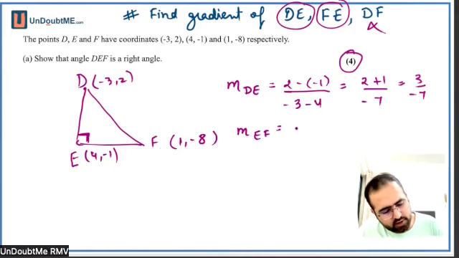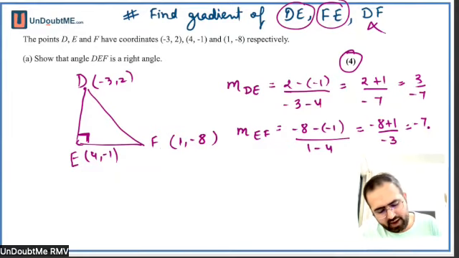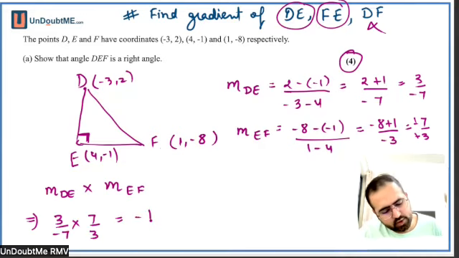EF, when I will solve, it will be -8 minus -1 over 1 minus 4. That will be -8 plus 1 over -3. That will be -7 over -3. That is 7 over 3. So you will literally do like this. MDE times MEF is giving me 3 over -7 times 7 over 3, and that is equal to -1.